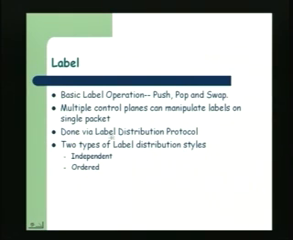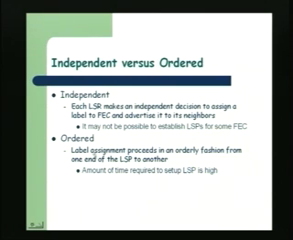The label distribution, as we have already discussed, is done by a label distribution protocol. Now these label distribution mechanisms can be of two types: one is independent and the other is ordered. Let me tell you the difference between independent and ordered. In independent, each label switch router will make an independent decision to assign a label to a FEC and advertise it to its neighbors.